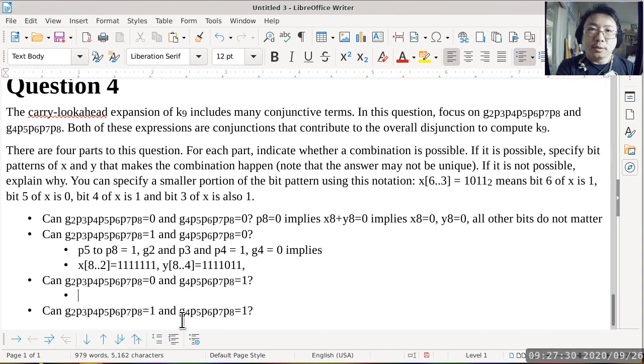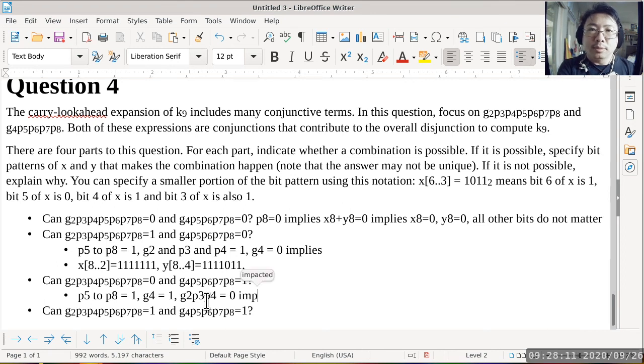Now we need the third case. In order for this to happen, we can reuse some of the rationale from before. We can say P5 to P8 need to be 1s. And in this case, G4 needs to be a 1 because G4 is the extra term in the conjunction that needs to be a 1. And then we need G2 times P3 times P4 to be a 0. Okay, so that's the requirement.